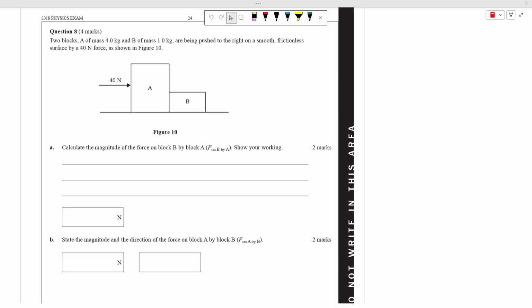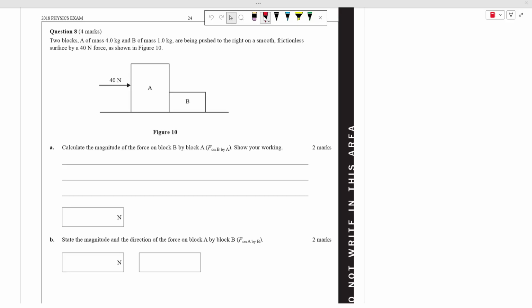Welcome back to part 3 for the 2018 exam. Question 8. Two blocks, A of mass 4 kilos and B of mass 1 kilo, are being pushed to the right on a smooth frictionless surface by a 40 Newton force, as shown in figure 10. Part A. Calculate the magnitude of the force on block B by block A.